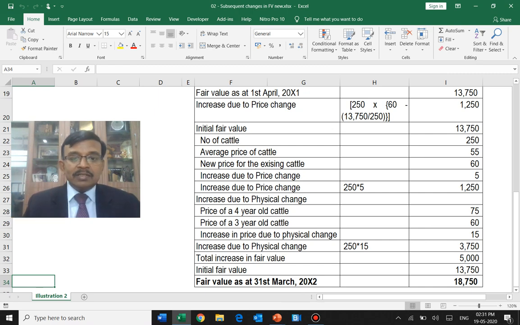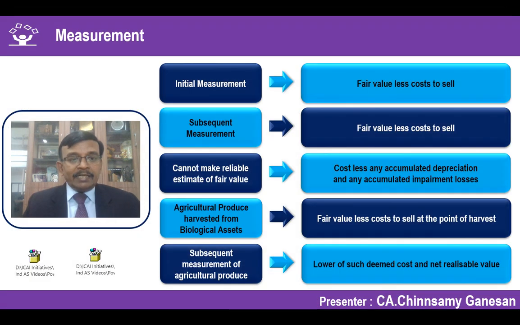So now you understood what is happening as a fair value change and how it is treated in the P&L account, in the financial statement: credited to the P&L account and debited to the biological asset.